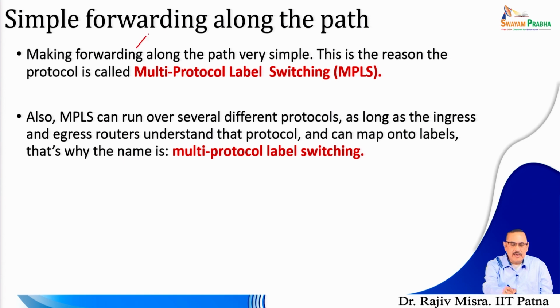So, forwarding along the path is very simple. This is the reason the protocol is called multi protocol label switching, MPLS. Also, MPLS can run several different protocols, as long as the ingress and egress routers understand that particular protocol and map it into the label. That is why the name is multi protocol label switching.